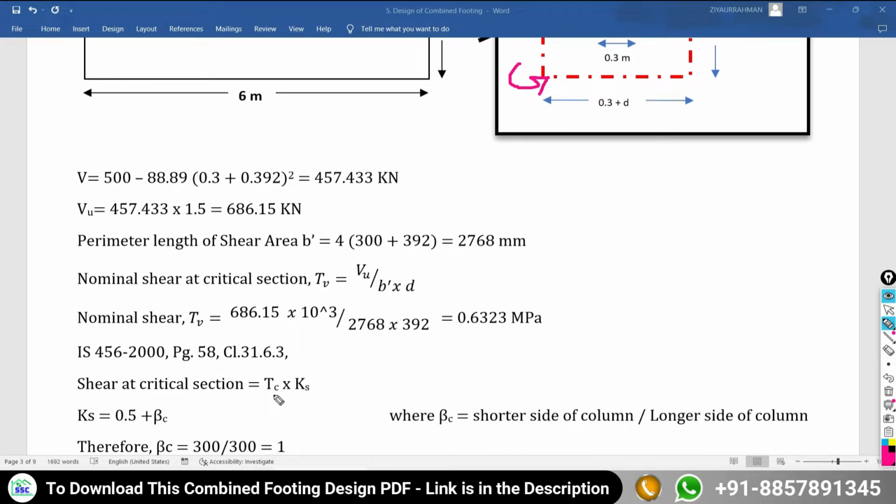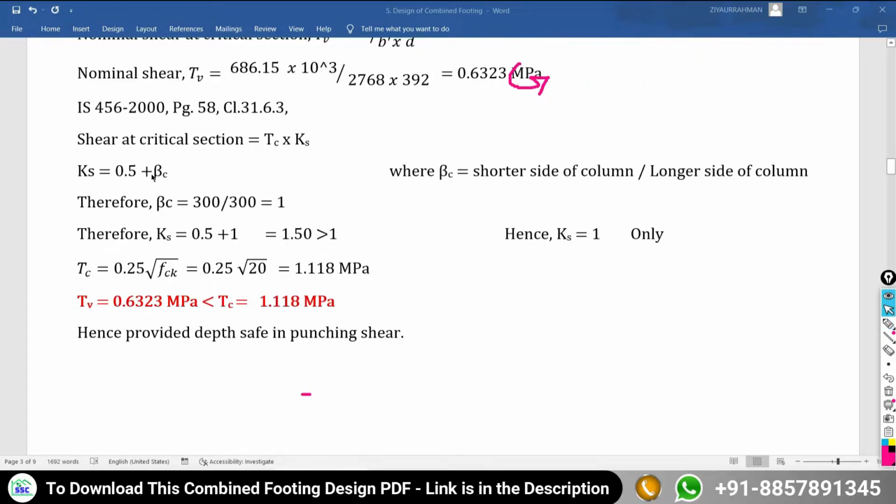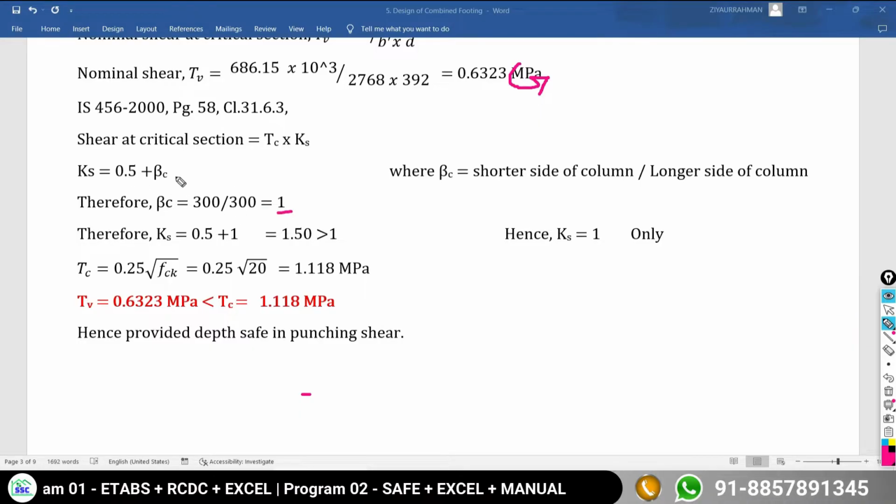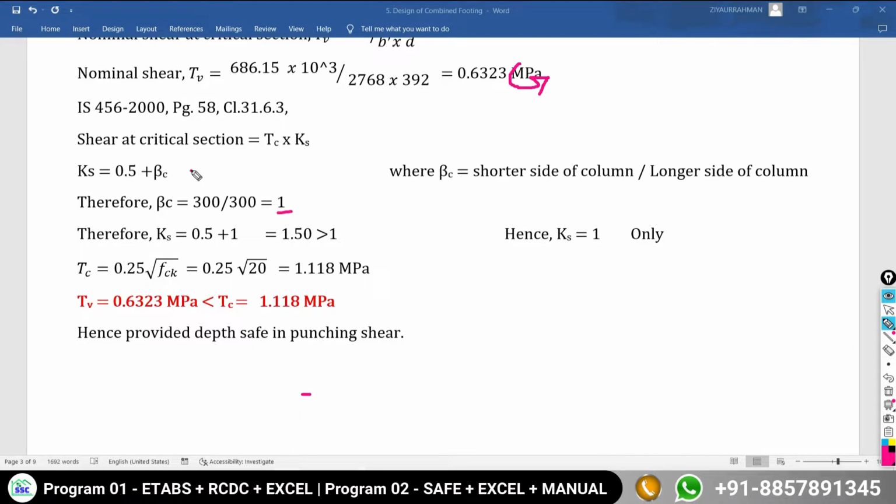So shear capacity will be equal to tau c into Ks, where Ks is equal to 0.5 plus beta c, where beta c is equal to the shorter side of the column divided by the longer side of your column. So here our column is 300 by 300 section size, so it is going to become 1. If you put the value here as 1, the total Ks value you are getting is 1.5.